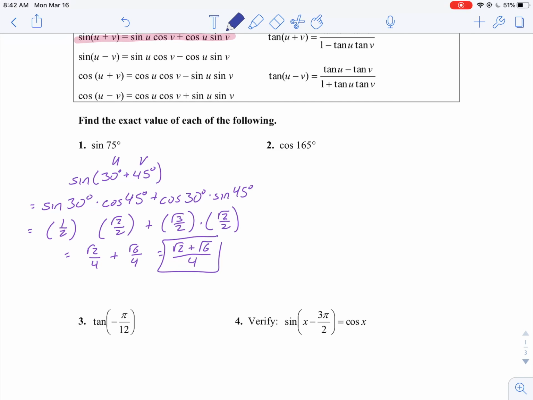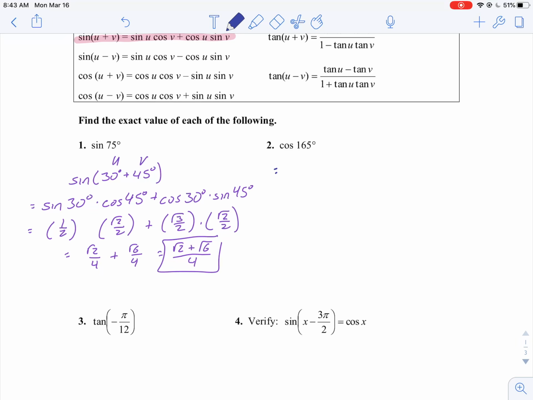Now, there are a couple of different ways to get 165 degrees. Let's see, you can have 120 plus 45, or let's see, 225 minus 60. Either of those expressions will give you 165. I'm going to do the 120 and 45.